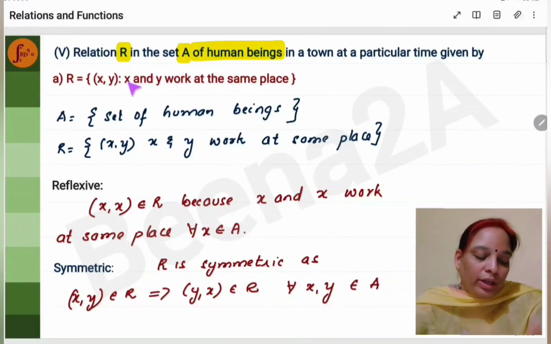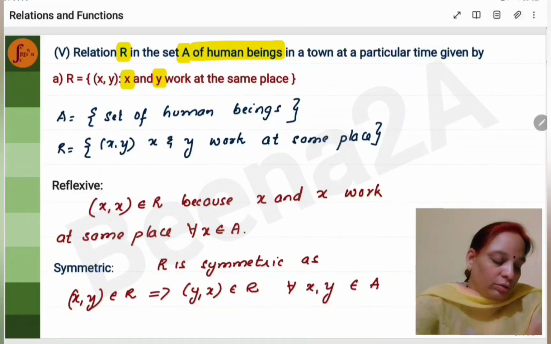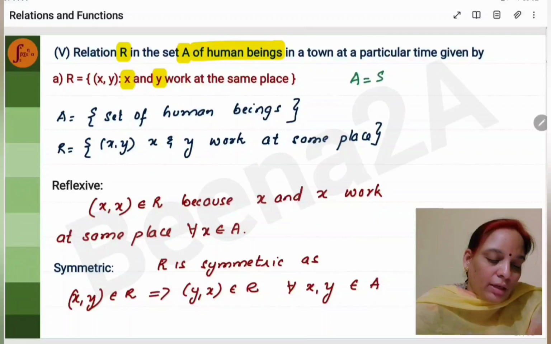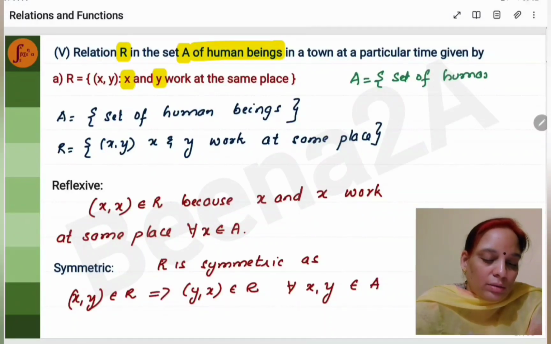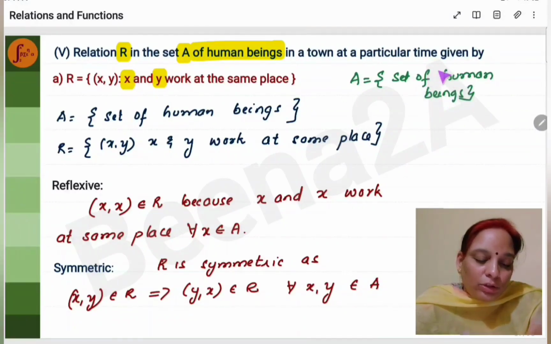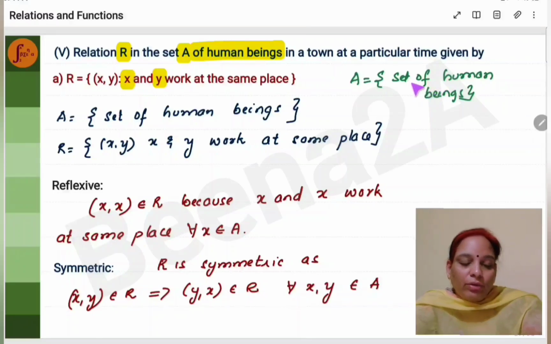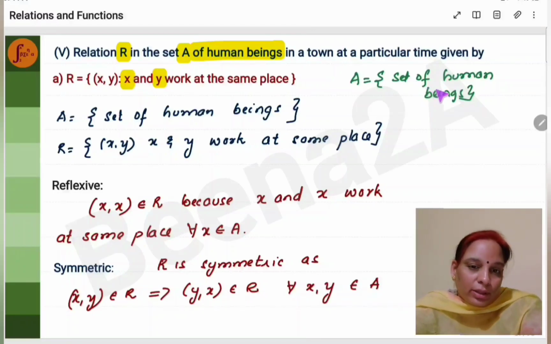And what are X and Y here? They are human beings, right? So you have set A, which is a set of human beings, and the relation is that these human beings work at the same place. That is what we'll have to figure out: if it's symmetric, transitive and reflexive.